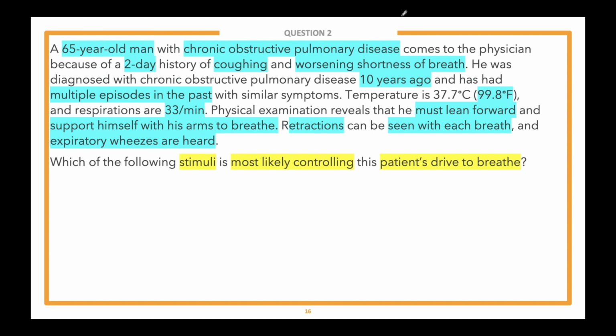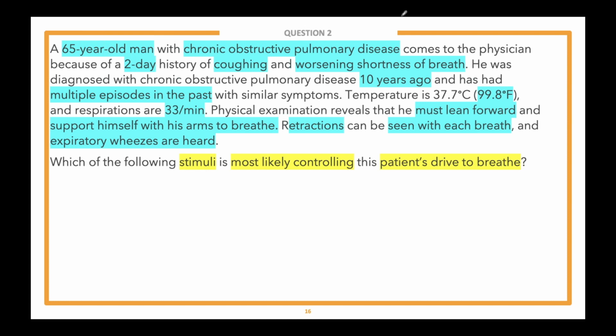So now we have a 65-year-old male. A little bit of a different demographic here, but still an elderly patient. And we know he's got COPD. Generally, they then tell you why he's coming in. In this case, it's because of coughing and worsening shortness of breath. They also gave us a duration, 2 days. So important to make note of that.